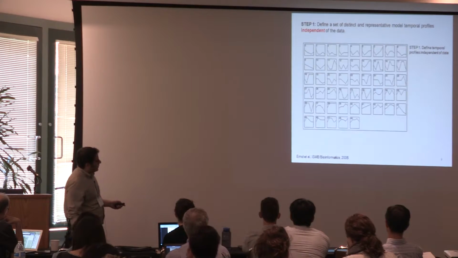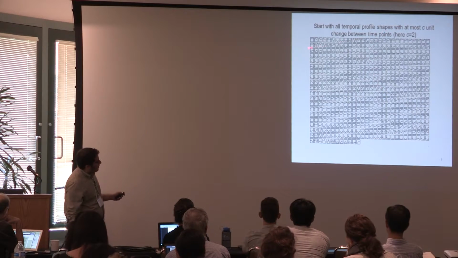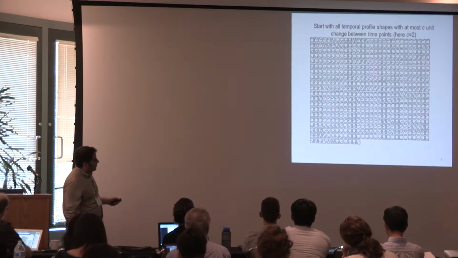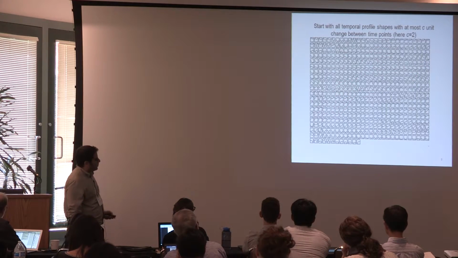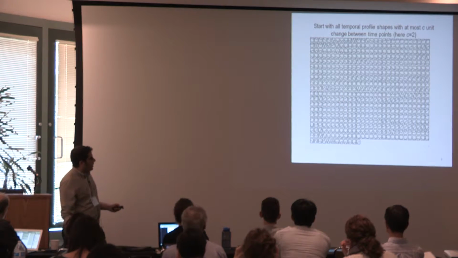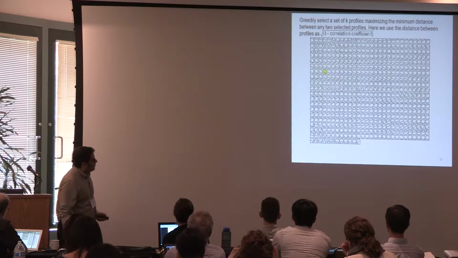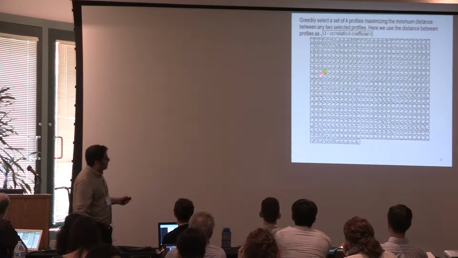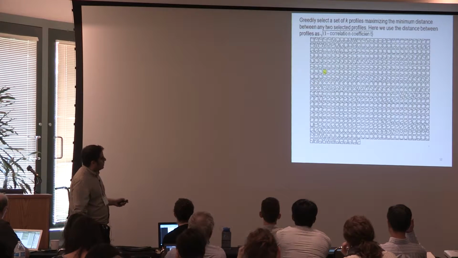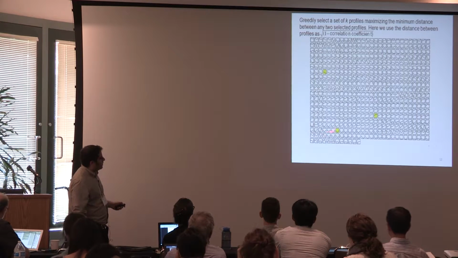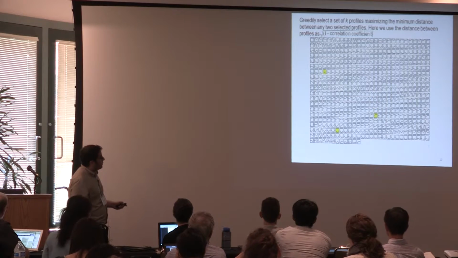So how do we actually come up with this set of profiles? We initially can enumerate all possible profiles which change at most 2 units between time points. So this is that complete space of possible profiles. But some of these profiles are fairly similar to each other. So what we actually want is a distinct and representative set. So we have a greedy algorithm which takes one of the most extreme profiles and then iteratively selects the profile which is most dissimilar to any profile that we currently have, based on a correlation-based measure.